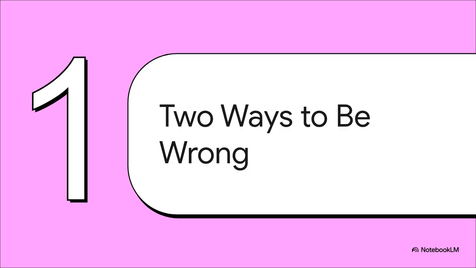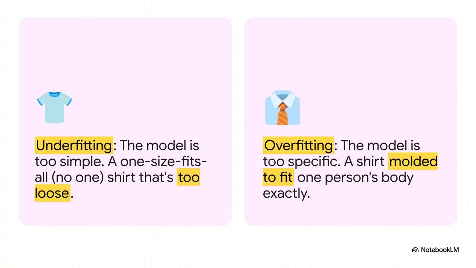Okay, so before we can even figure out how to get a model right, we first have to understand the two main ways it can be wrong. And what's interesting is that they're basically opposite problems. The real trick is finding the sweet spot right in the middle. Let's use an analogy here, because it makes it super clear. On one hand, you have underfitting. Think of this like a gigantic, shapeless t-shirt that's labeled one size fits all. But in reality, it's so baggy and generic it doesn't really fit anyone well.